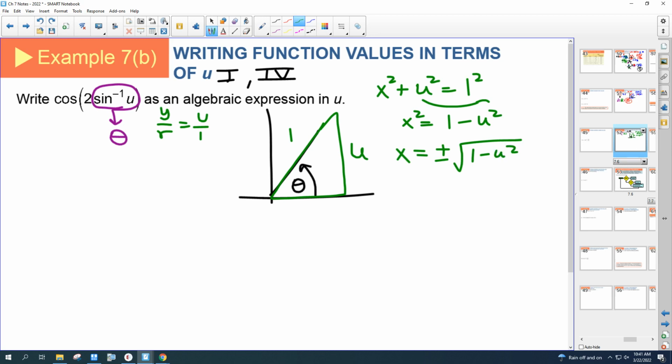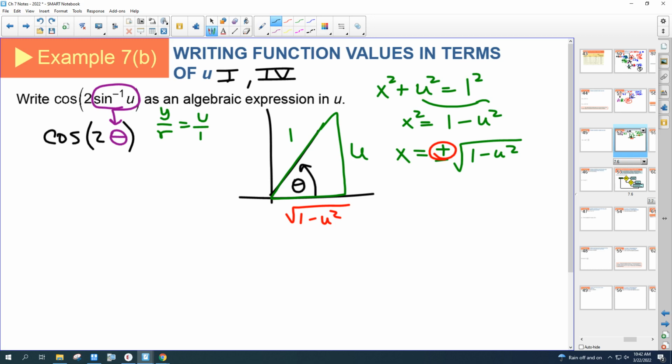Now remember, x can be negative. R could not have been, but x can be negative. But since we drew this over here in the first quadrant, we know that's going to be the positive value. Square root 1 minus u squared. So once you've got your picture drawn, you come back and you say, well, look, we're finding the double angle cosine.